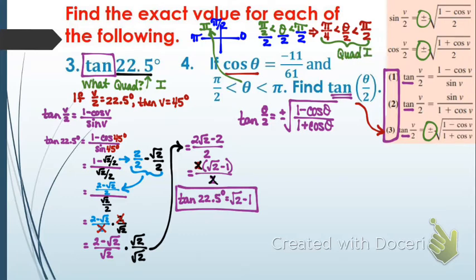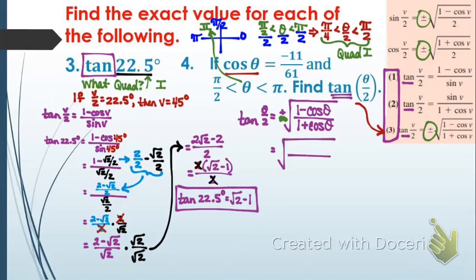So if my half angle is in quad 1, do I want the plus or the minus for my tangent? Plus. So I don't have to pay attention to the negative part at all. All right. So now that I know it's the positive square root, I can substitute in what I know for cosine, and then we can simplify it from there.